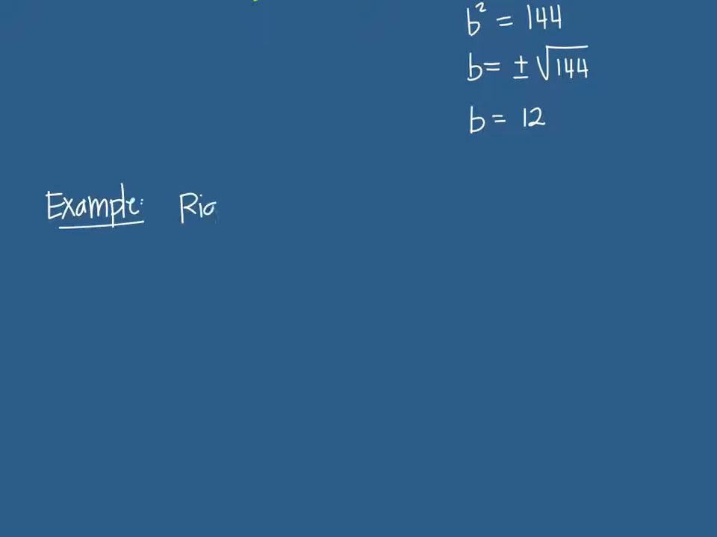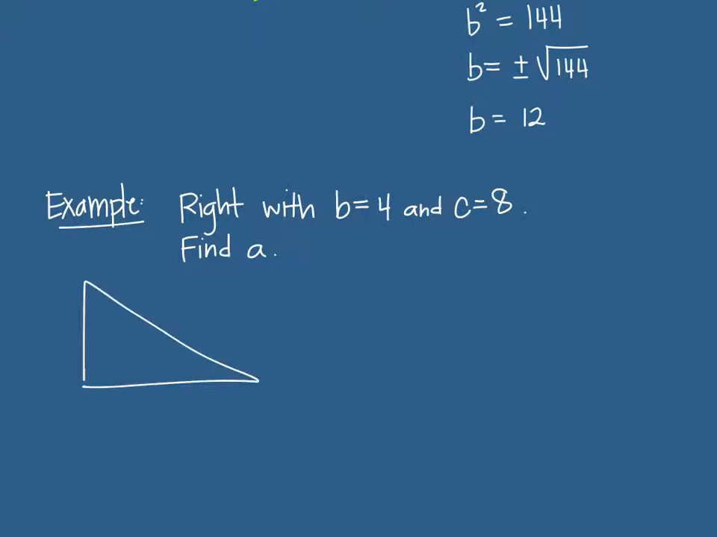So some of your homework will be like this. So maybe you have a right triangle, with B being equal to 4 and C being equal to 8. So find A. So again, I like to have a picture for myself of what that looks like. So if I know B is 4, that's the bottom value. If I know C is 8, the hypotenuse, and A is going to be that missing side.